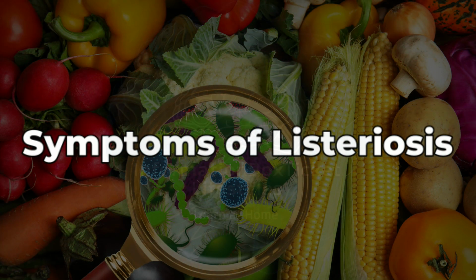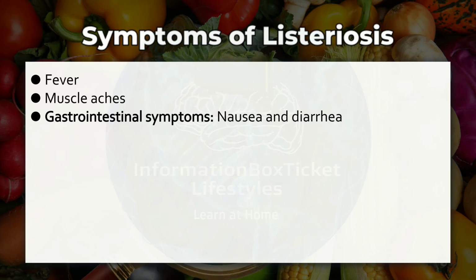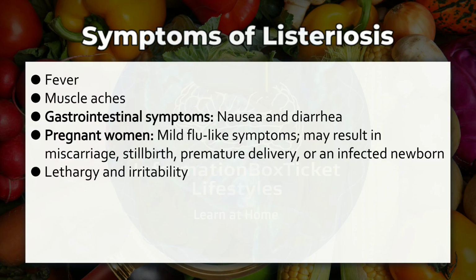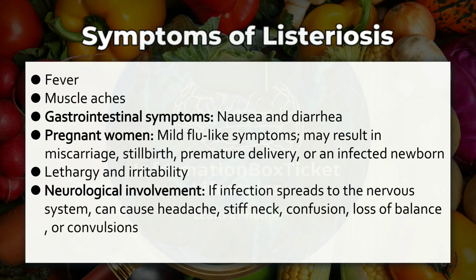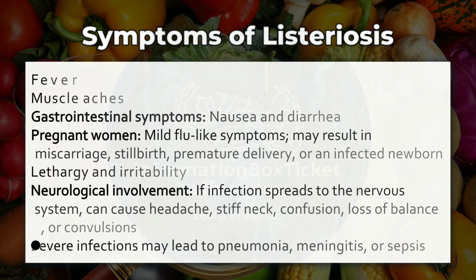Symptoms of listeriosis: fever, muscle aches, gastrointestinal symptoms, nausea and diarrhea. In pregnant women, mild flu-like symptoms may result in miscarriage, stillbirth, premature delivery, or an infected newborn. Lethargy and irritability. Neurological involvement: if infection spreads to the nervous system, it can cause headache, stiff neck, confusion, loss of balance, or convulsions. Severe infections may lead to pneumonia, meningitis, or sepsis.